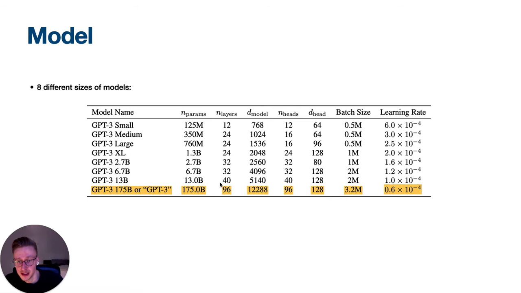GPT-3 has 96 stacked attention layers, so 96 attention layers on top of each other. In comparison, for example, BERT Large has 24 stacked attention layers. It has 128 attention heads, 3.2 million is the batch size, which is super large, and it has a relatively low learning rate, since apparently larger models require a smaller learning rate. And the context size of the model is 2048 tokens. I don't think it says it here, but I have it in my notes.